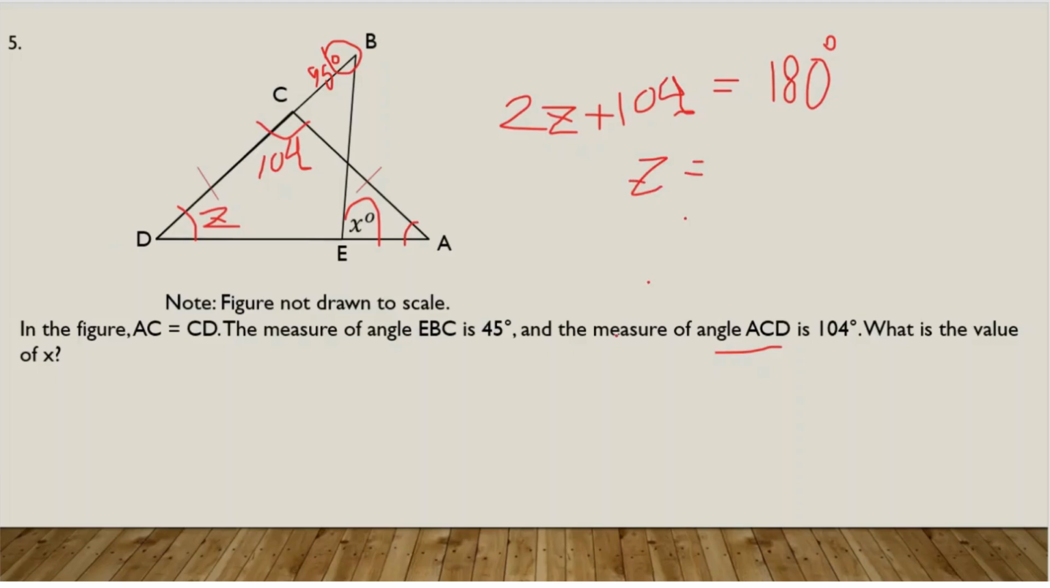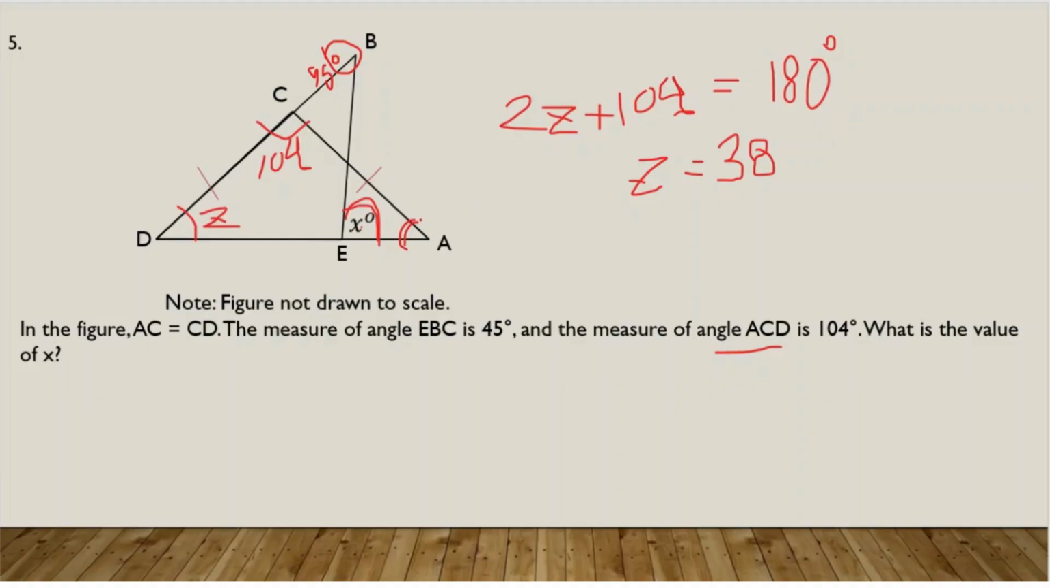So find it out yourself. Let's see what the answer for z is. It is 38 degrees. So angle z is equal to 38 degrees, and now we have the value for angle A, which is 38. Now what else do we need to find out to get x?